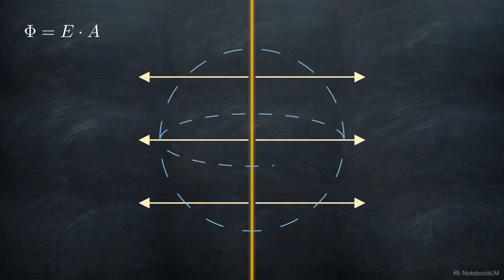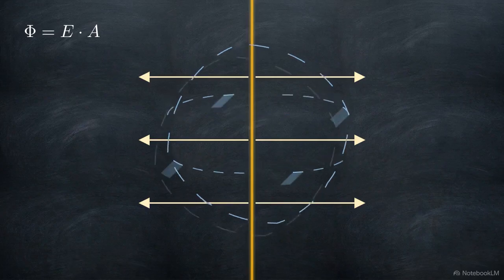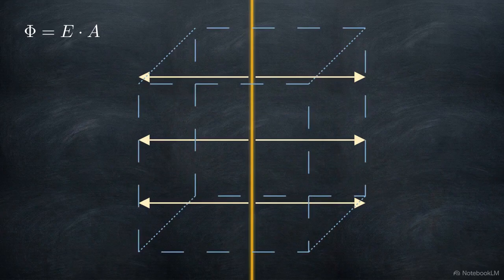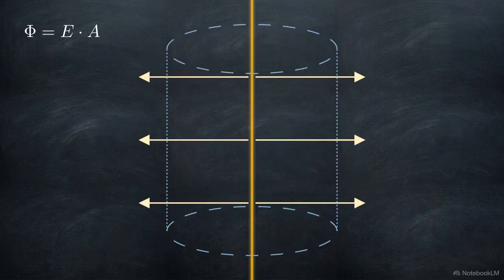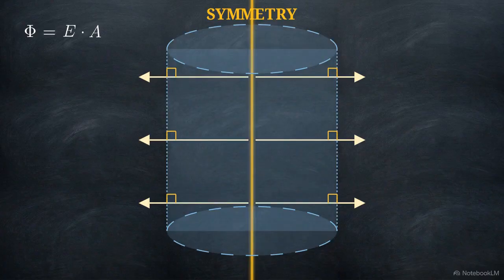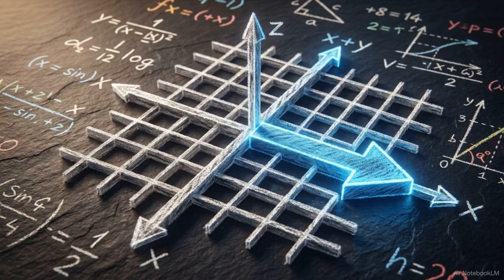To apply it, we must define a Gaussian surface, an imaginary closed boundary that we construct around the object to measure the field passing through it. Finding a boundary shape that aligns with the symmetry of the wire reduces the math to its simplest form. Before choosing our Gaussian surface, we have to establish the precise direction of the electric field.